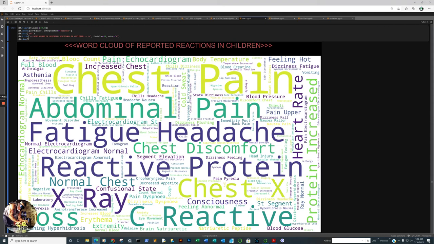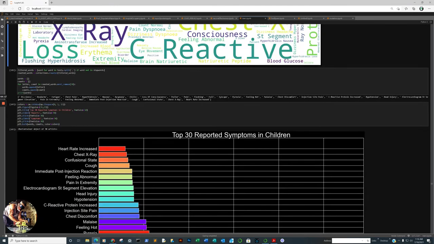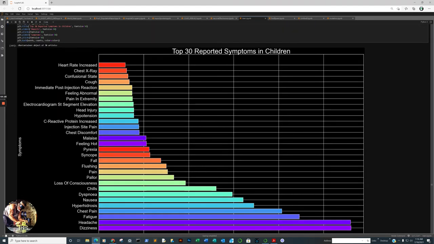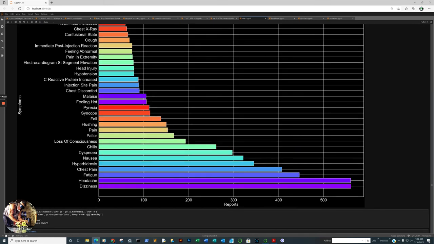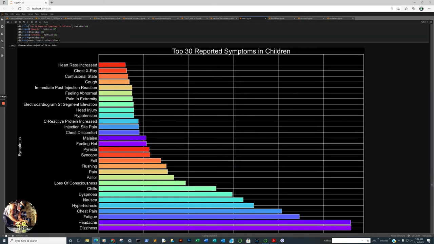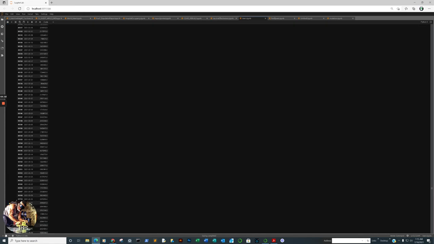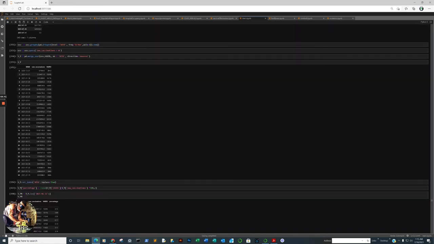Remember, we looked at myocarditis. Way outside the normal range or age of individuals that get myocarditis. See right there? Top reported symptoms in children. And we have dizziness, headache, fatigue, and chest pain being number four. But again, it's a lot of chest discomfort, a lot of circulatory issues, and again, some stop words I need to get out of there. But this is in children. Scroll down, and that's what I have next.